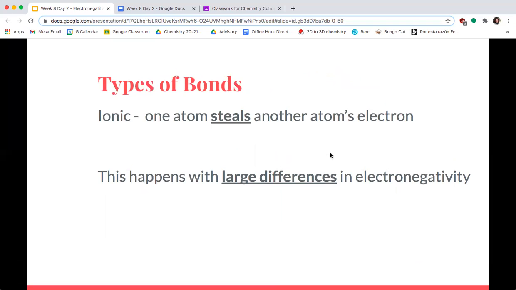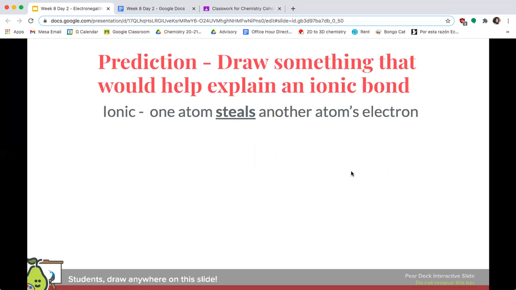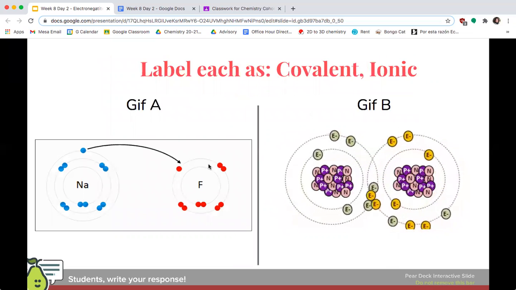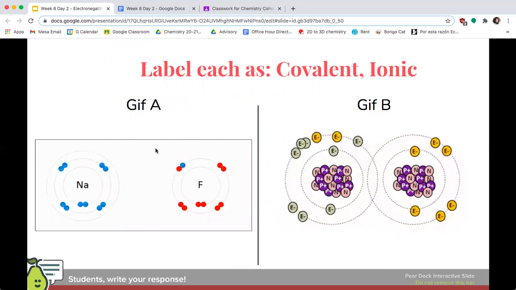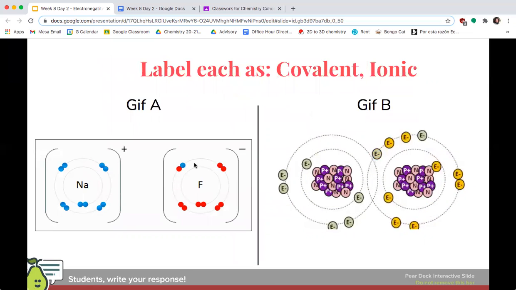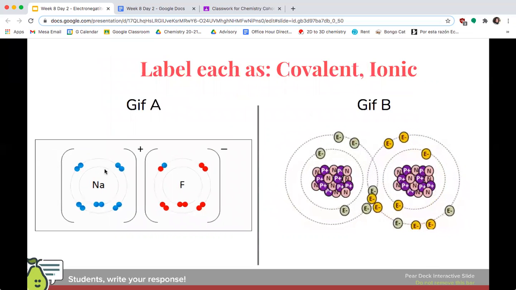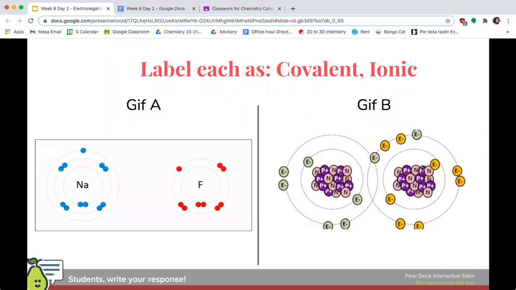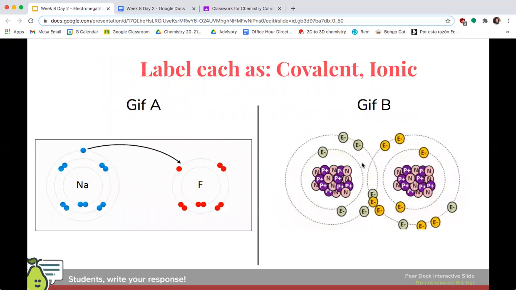Here's another definition, ionic bond. Important word, instead of sharing electrons, they're now stealing. We need to see large differences in electronegativity to do that. Draw something that would help explain an ionic bond. We got something that represented stealing. Over here, we have an ionic bond. The F atom steals the sodium atom's electron. Over here, we see the electrons are getting shared. They're getting passed back and forth. Shared. This is a covalent bond.